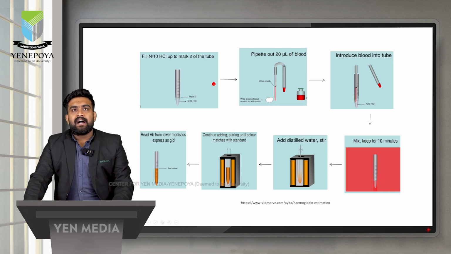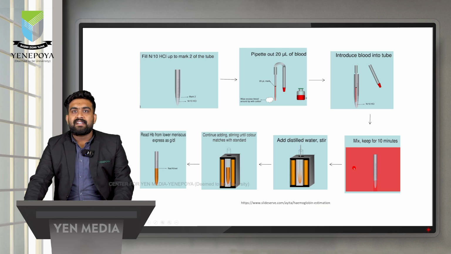The blood can be collected either by capillary blood collection, that is the finger prick method, or we can collect the blood in an EDTA vacutainer. We collect the blood using the HB pipette, which has a volume of 20 microliters or 0.02 ml. After collecting the blood in the HB pipette, we introduce the blood into the Sahli's tube and mix the blood and N/10 HCl. Once after adding the blood, we keep it for 10 minutes because we have to convert it into acid hematine. The RBCs will be lysed when mixed with N/10 HCl.